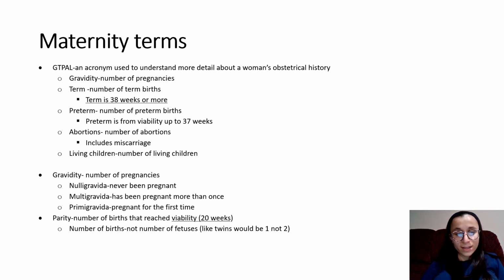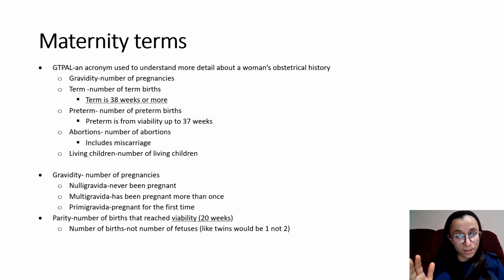Just one more thing that I forgot to mention, parity. What people use is the GTPAL acronym, like I just went through. They could also just say GP for short. G is, like I said before, the number of pregnancies. P is parity, which is the number of births that reach viability, which is 20 weeks. Just remember, it's the number of births, not the fetuses.